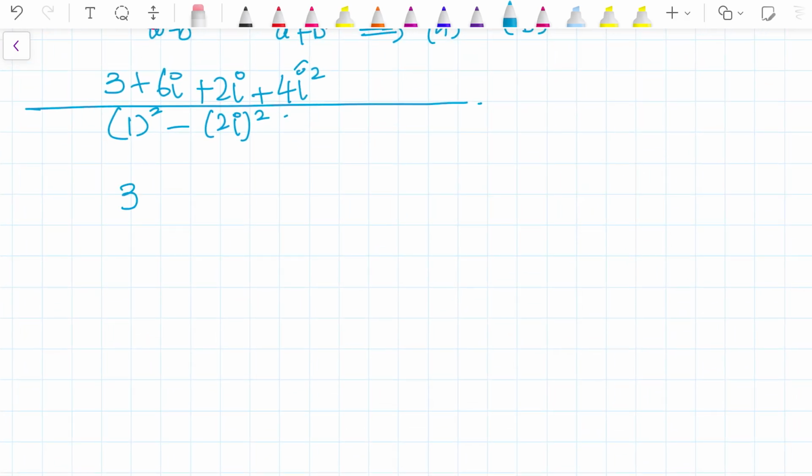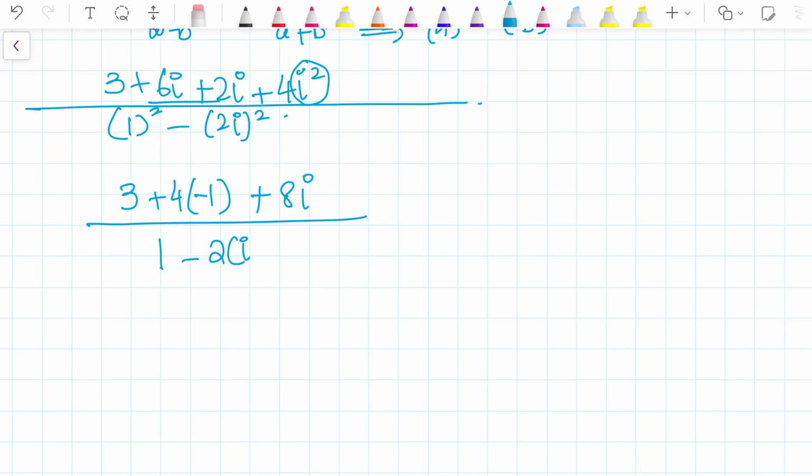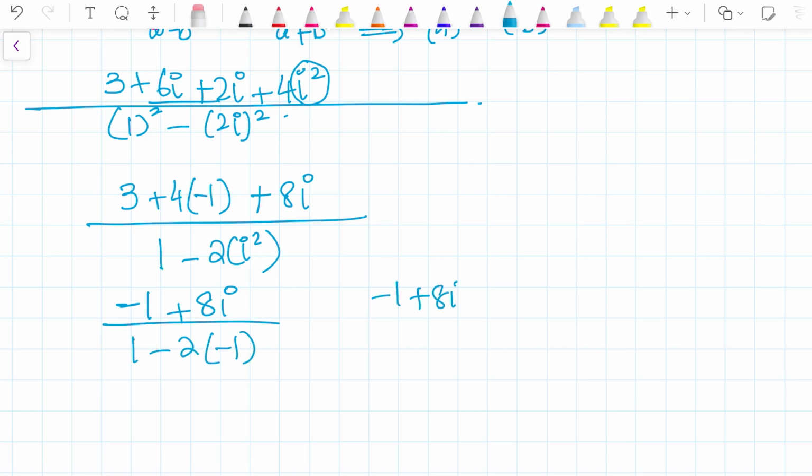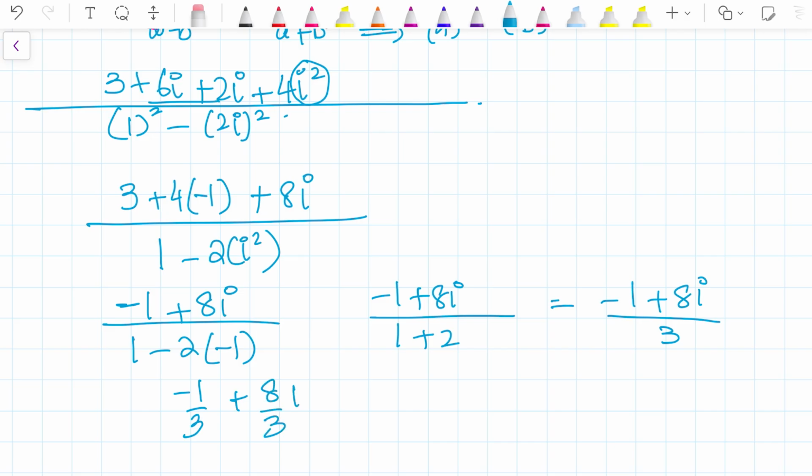3 iota square is minus 1. 6 plus 2 is 8 iota. 1 minus 2 iota square. 3 minus 4 is minus 1. 1 minus 2 into minus 1. That's going to be my answer.